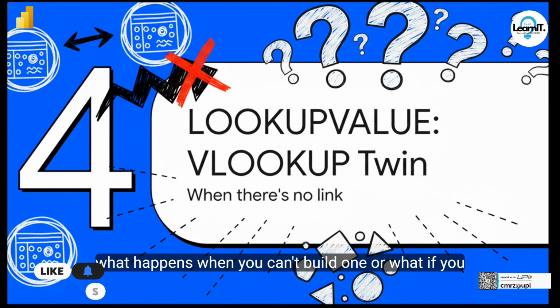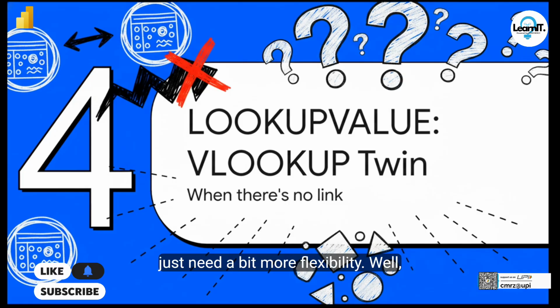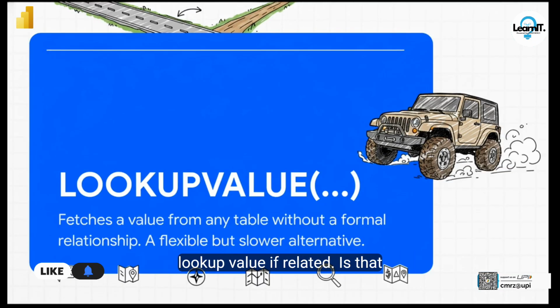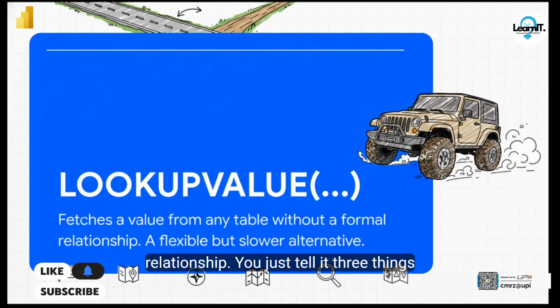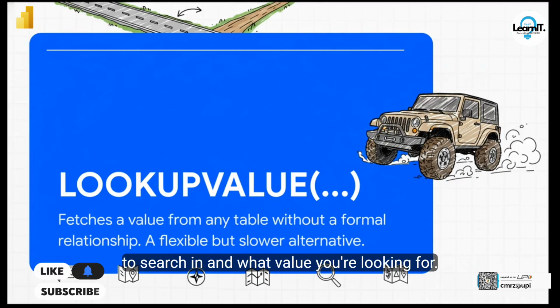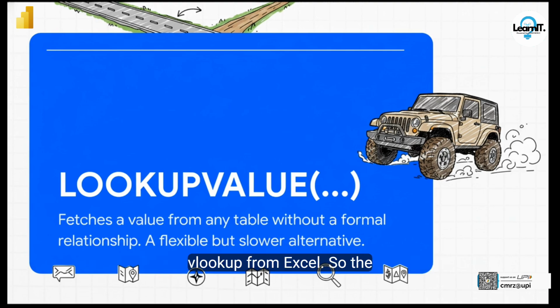So what happens when you can't build one? Or what if you just need a bit more flexibility? Well, that's when you call in the cavalry. Meet LOOKUPVALUE. If RELATED is that smooth, paved superhighway, LOOKUPVALUE is like your rugged, all-terrain 4x4. It doesn't need a formal relationship. You just tell it three things: what column you want to get, what column you want to search in, and what value you're looking for. It's basically the spiritual successor to VLOOKUP from Excel.